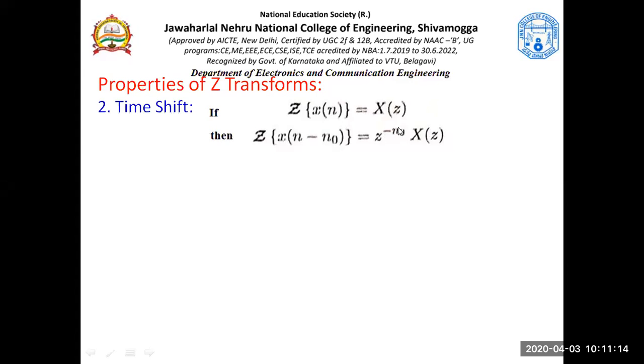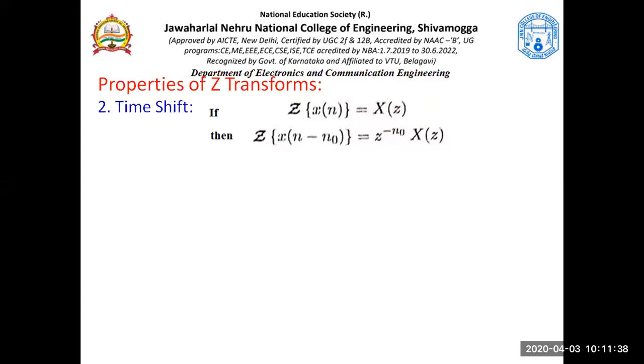Why this minus n naught? Because the shift here is minus n naught. If it is plus n naught, it would be z to the power plus n naught. It is only that. Everybody understand? So if you are shifting the signal, then whatever shift you do, you give that as the power of z along with the Z transform of x of n. Everybody is okay with this?